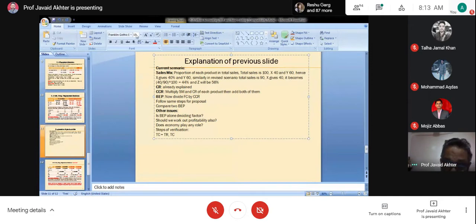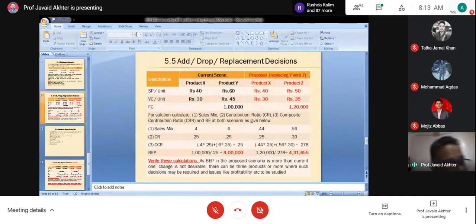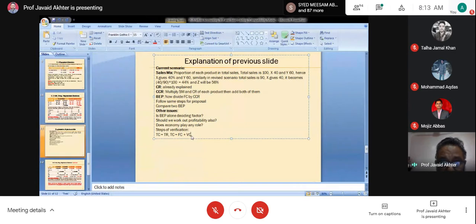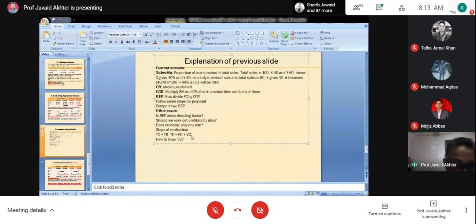What is your total cost? Total cost is equal to fixed cost plus variable cost. Now, variable cost is known. How much is variable cost? Sorry, fixed cost is 1 lakh. In order to know variable cost, what should you know? How to know variable cost? We should know, I'm writing it hurriedly, we should know number of units sold.